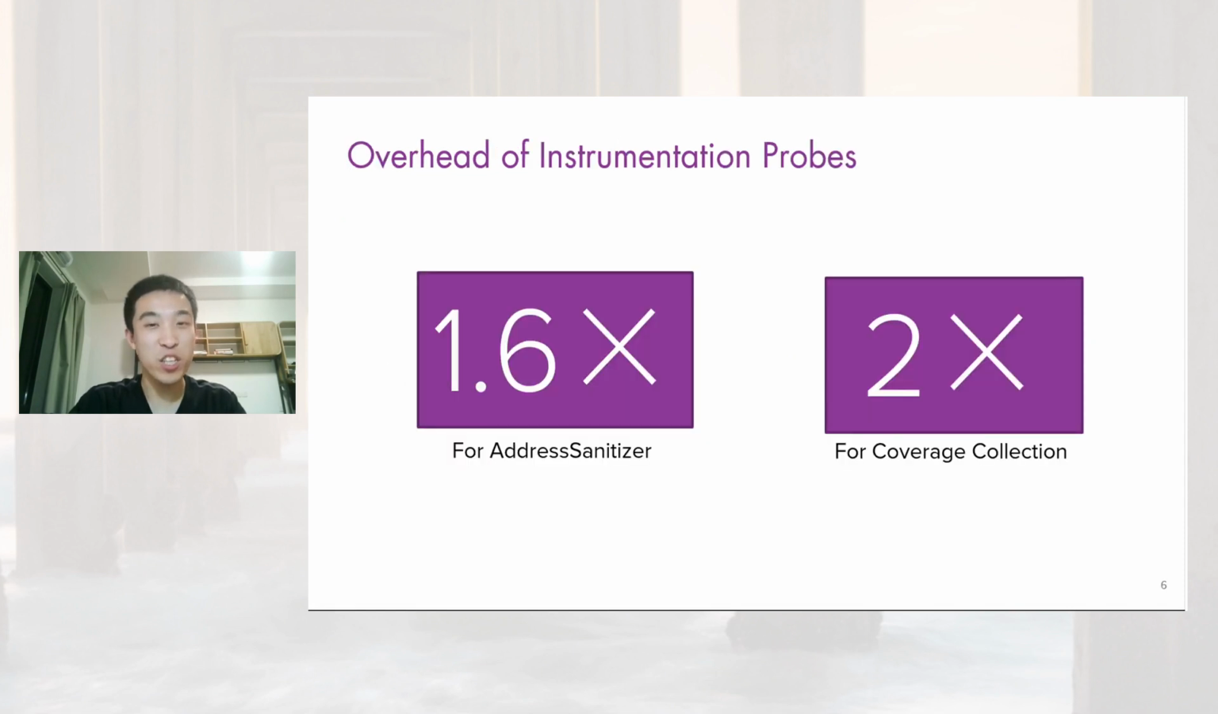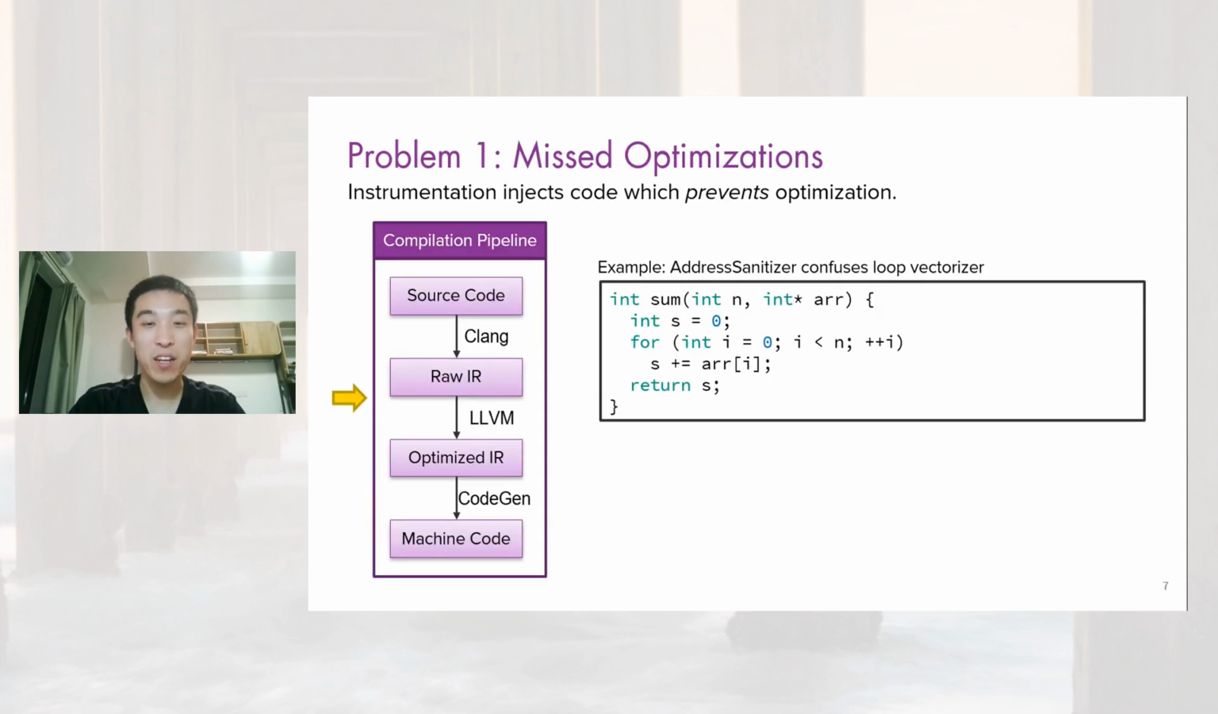However, instrumentation probes come at a cost. For example, AddressSanitizer, which checks for memory bugs, incurs a 2 times overhead. Collecting coverage also incurs similar penalties. One reason behind the overhead is that the code injected by instrumentation does not play well with optimizations.